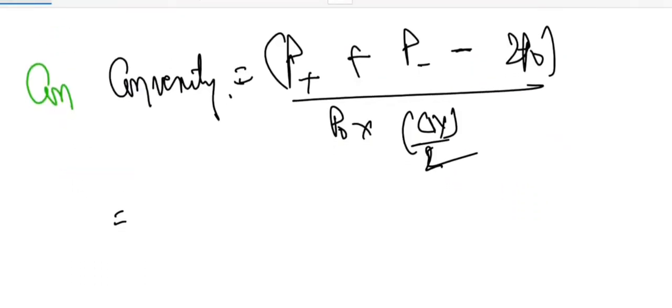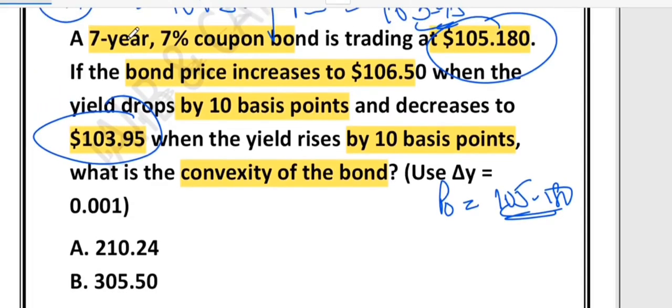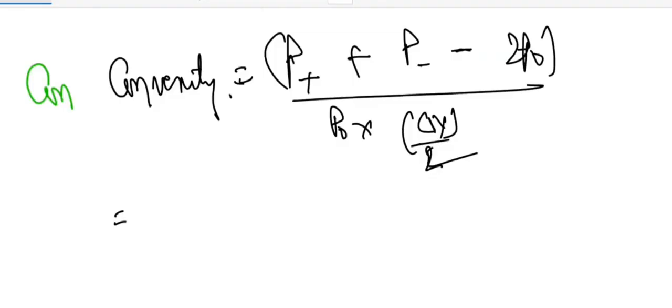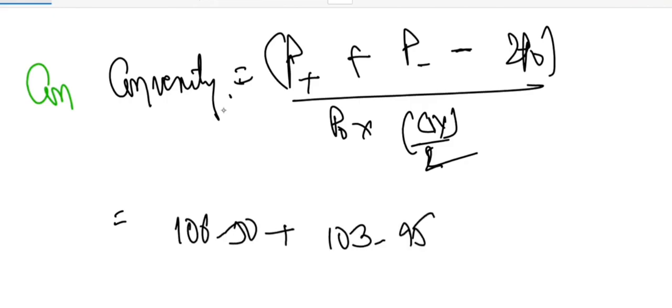Let me apply the formula here. And what is delta y? Delta y is the change in the yield, and remember, this has to be written in terms of decimal. They have written 10 basis points, which simply means 0.001 in terms of decimal. Now plug in the numbers. We know our P plus, P minus, P naught, and delta y. So P plus is 106.50, plus P minus 103.95, minus 2 times P naught, 105.180.